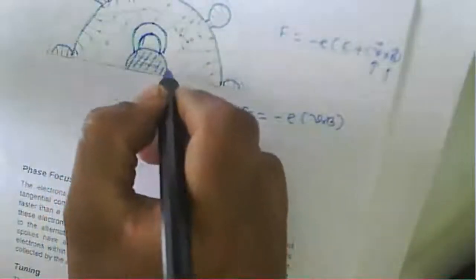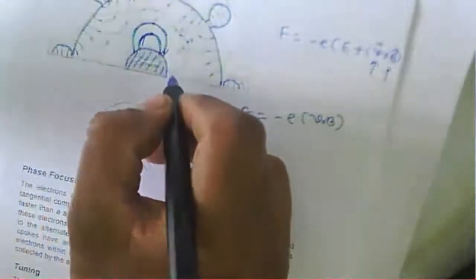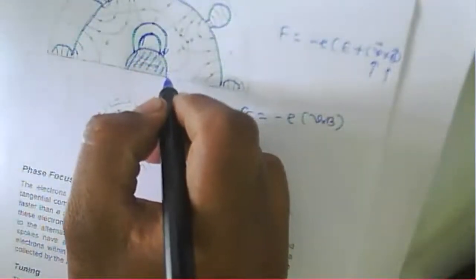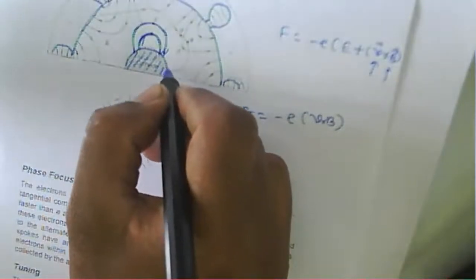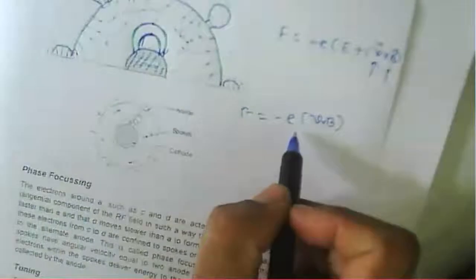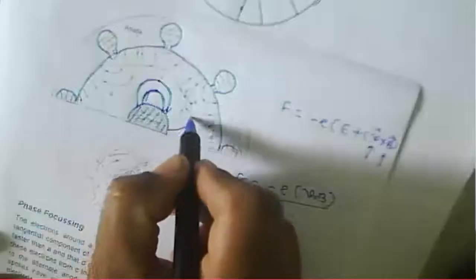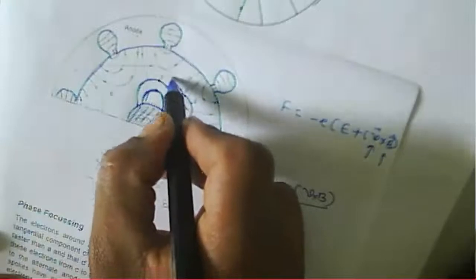The other electrons will move in a retarding electric field, so they will move toward the anode. The retarded electron experiences a force from the electric field as well as the magnetic field, and it reduces its velocity. Reducing their velocity, they will move and reach the anode.